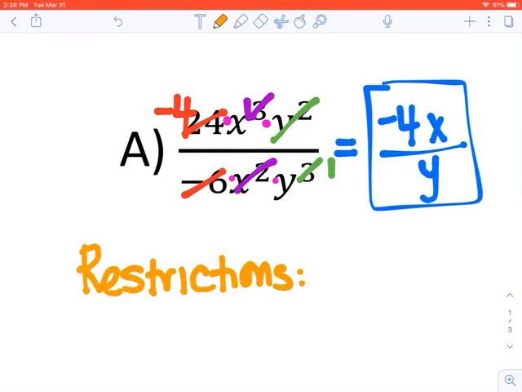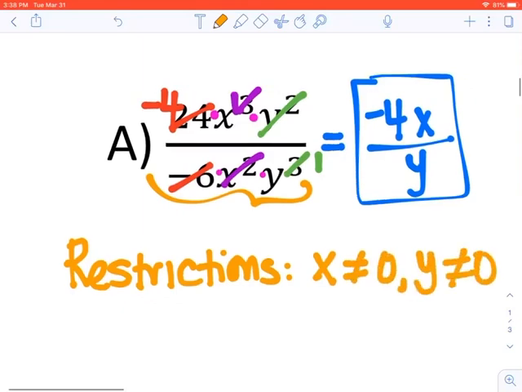Now, with that, we need to think about our restrictions because there are certain numbers the variables cannot be, so we do not get an undefined fraction, okay? And so what we're looking at is the denominator, and we're looking at the variables. And in something like this, where we don't have to solve anything per se, we didn't factor anything, what we're looking at is x's and y's. X can't be equal to 0, and y can't be equal to 0, okay?